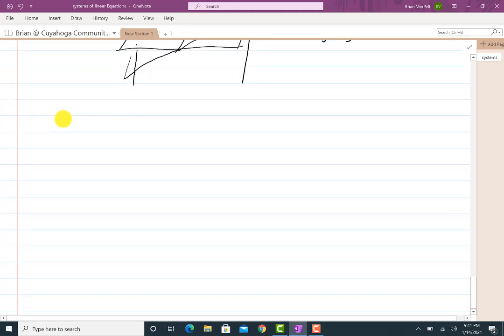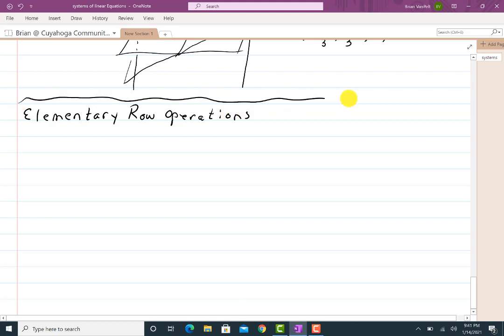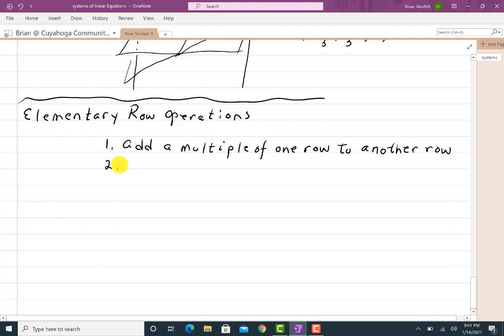So let's talk about some of the stuff that we did here. All the things that I did are called elementary row operations. And let me tell you what we did. One of the things we did is we add a multiple of one row to another row. And I think, what else did we do? We could multiply any row by a non-zero number, so we multiplied.